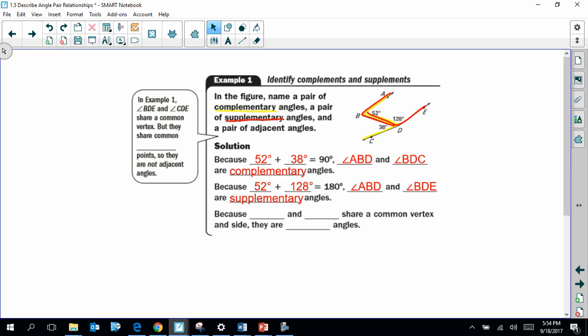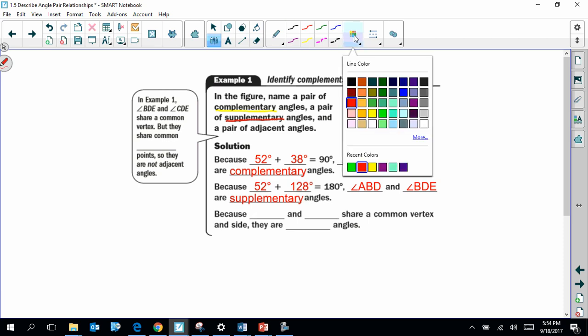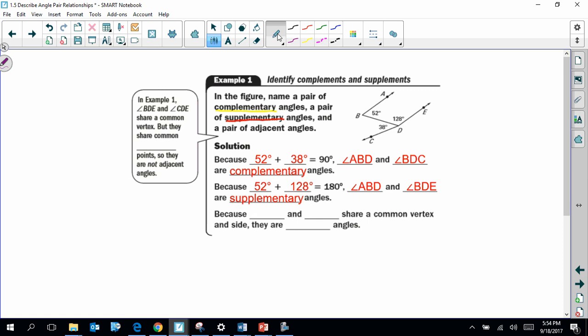And lastly, we're looking for something that has sides that are shared between the angles. And if I'm looking here, let me go ahead and clear this up. Get rid of that ketchup and mustard looking thing that I had going on. Let's go ahead and look here.